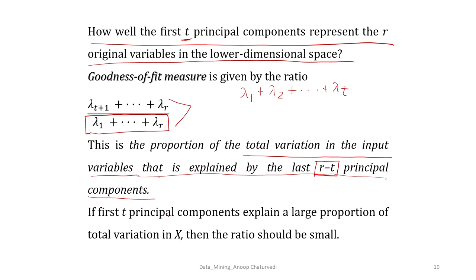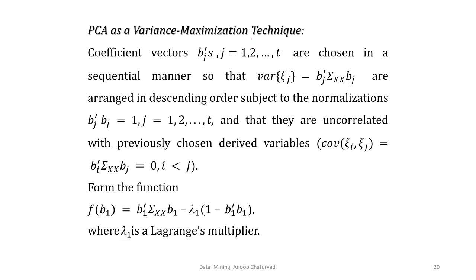If the first t principal components explain a large proportion of total variation in x, then the ratio should be small. This numerator should be small in comparison to the denominator in this case. Now, we consider PCA as a variance maximization technique.